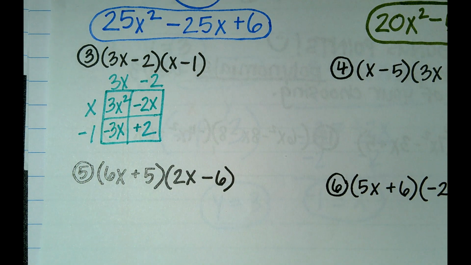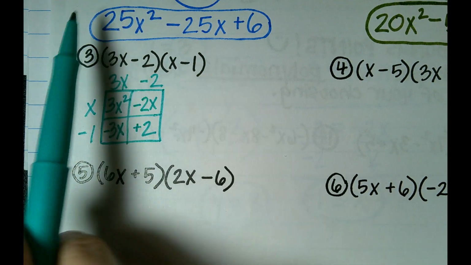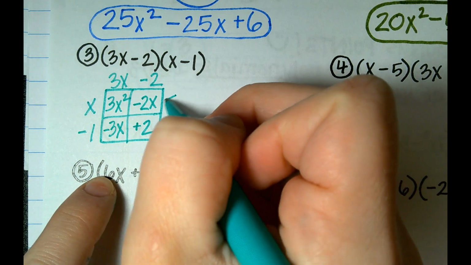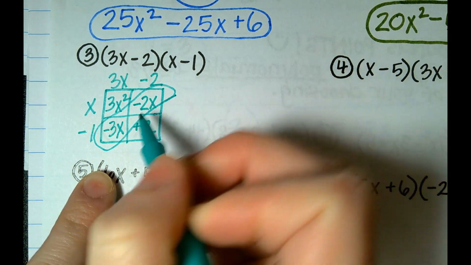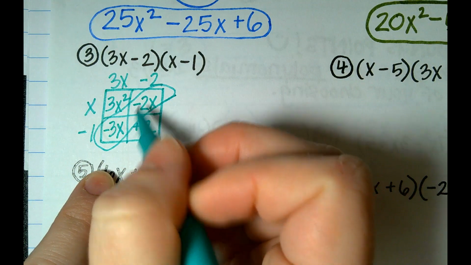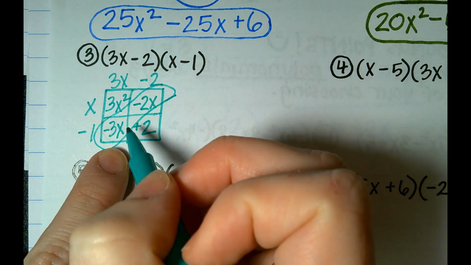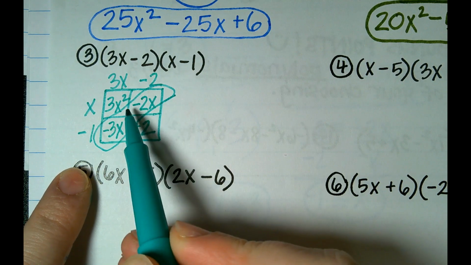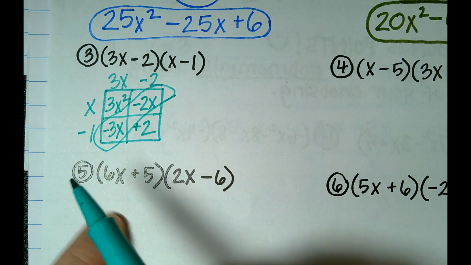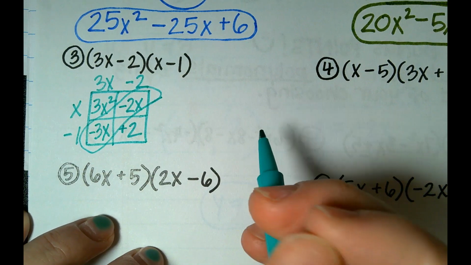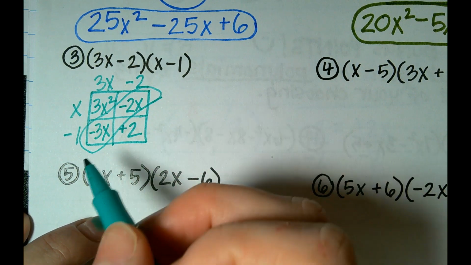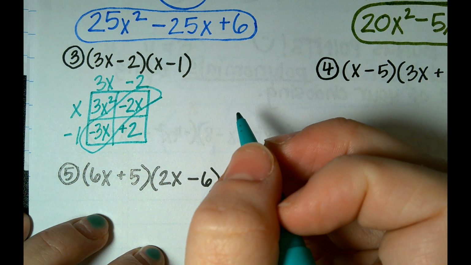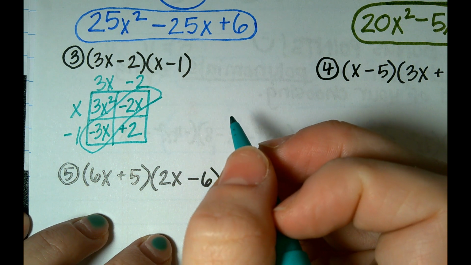Okay. So with the box method, you're doing all of the same steps. It just looks a little bit different. Now that we have our 4 terms, I can see that these two diagonally are my like terms because they both have an x. So negative 3x and negative 2x, what happens when I combine those? When I add them together. Positive 5x. Almost. Negative 5x.